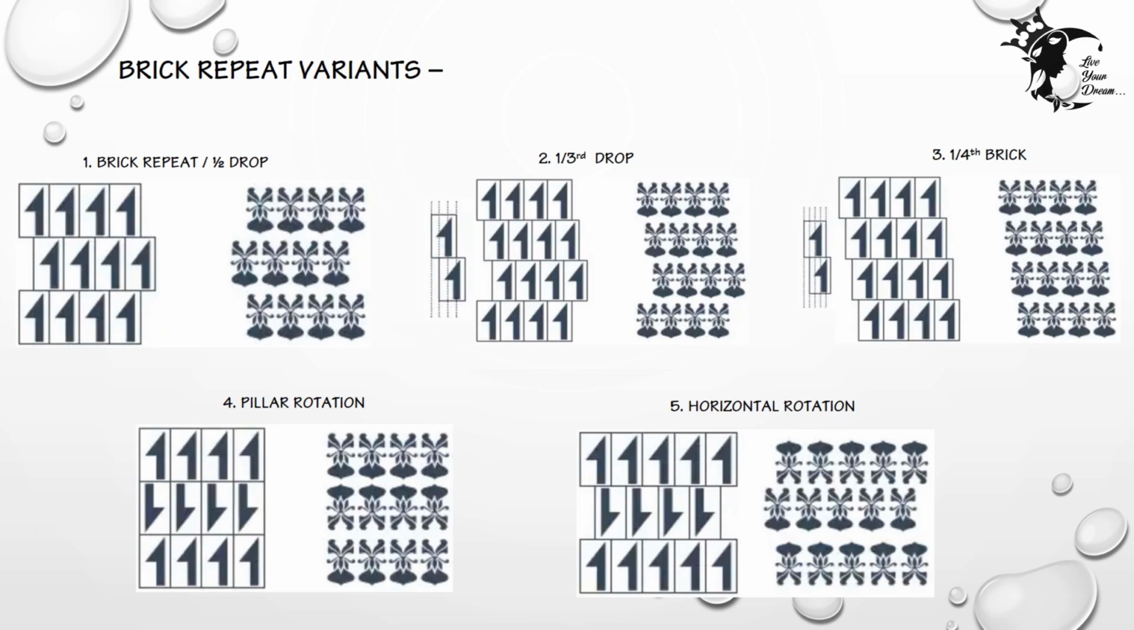Brick repeat. This is a layout in which every second row is placed halfway in the horizontal direction to the first. It looks as if the bricks are laid out on a brick wall, also called half brick repeat. Brick repeat variants are half brick repeat, 1/4 brick repeat, pillar rotation repeat, horizontal rotation repeat.